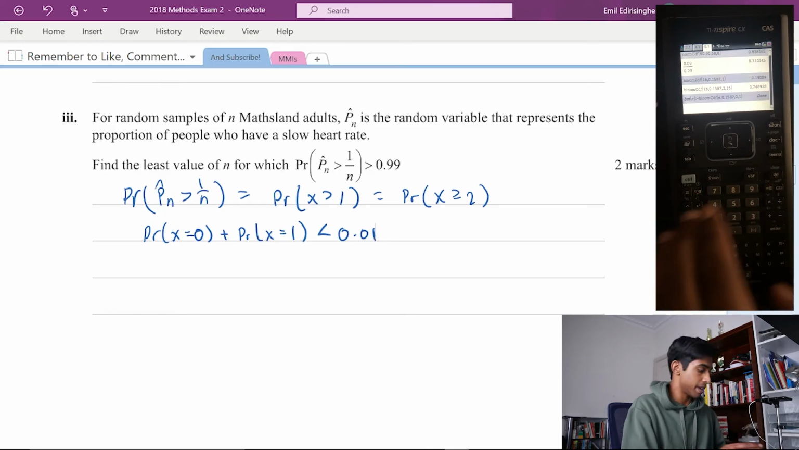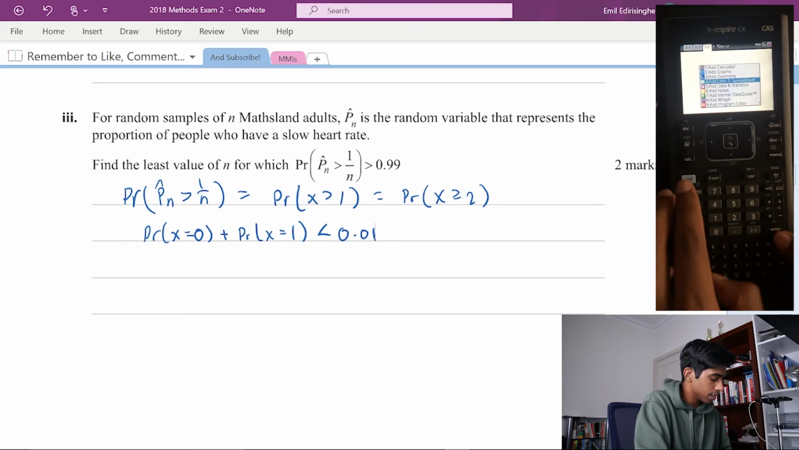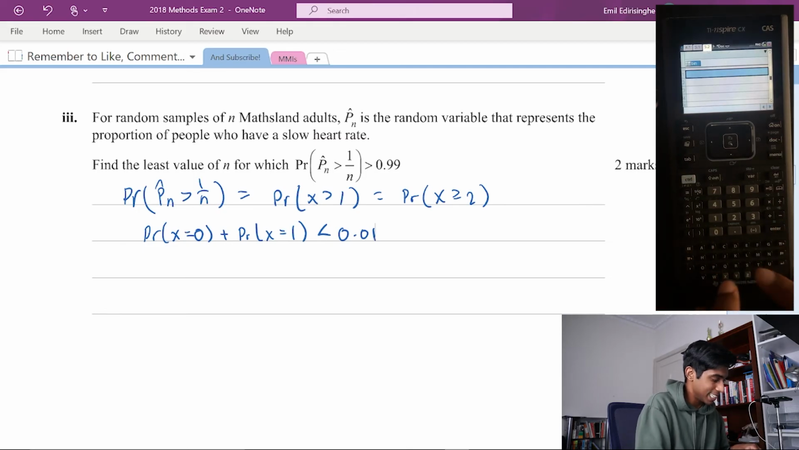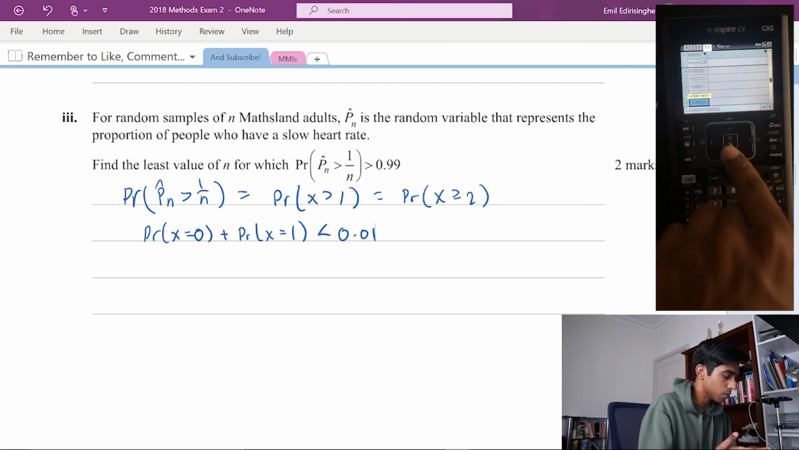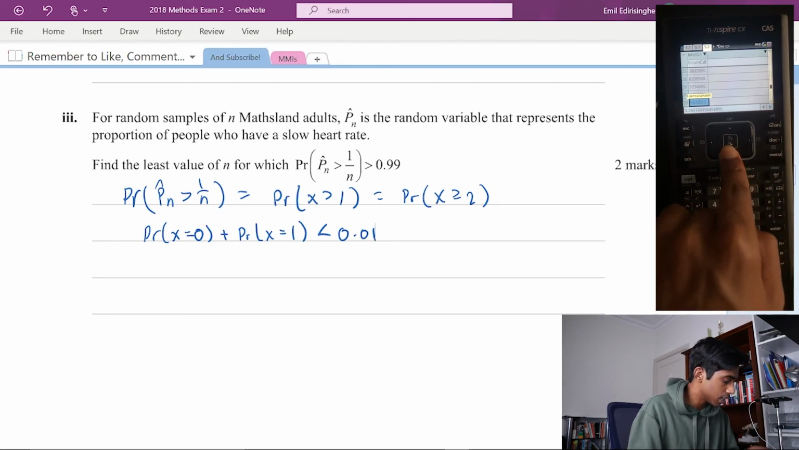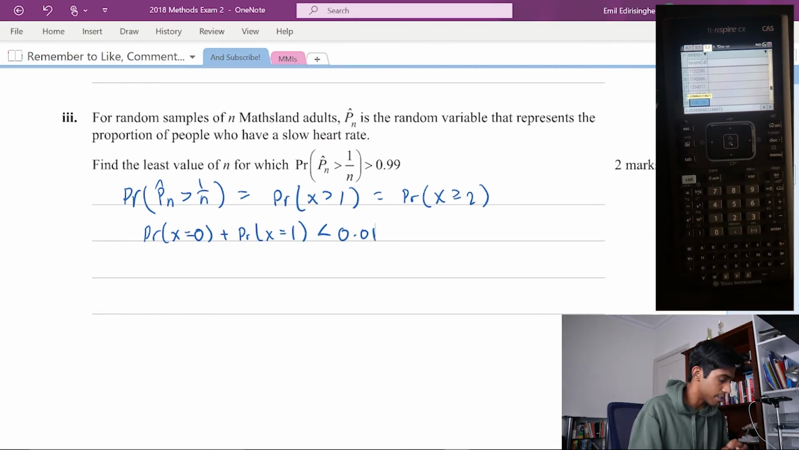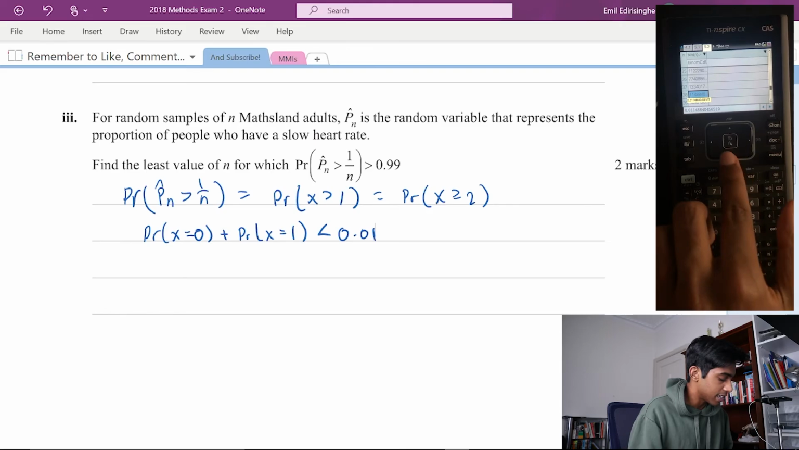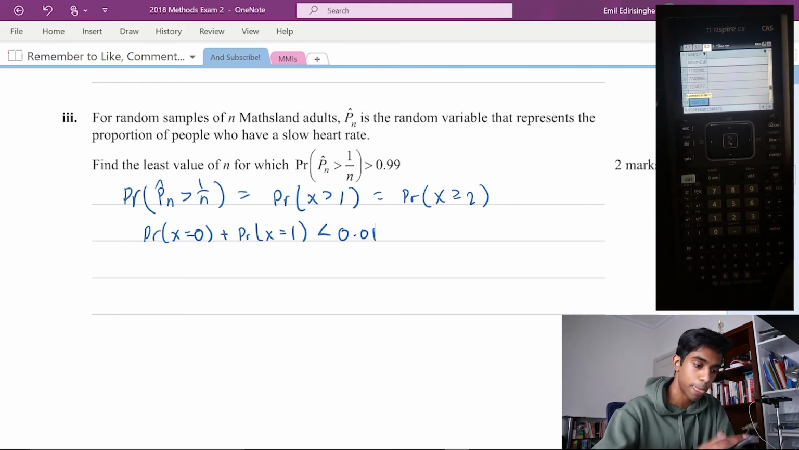And now what we do is make a new spreadsheet. So we go to lists and spreadsheet, and then we press Control T, and then we select bin. Then we go all the way down, and we're essentially looking at this bottom number to see when it goes below 0.01. And that is pretty soon, at 39. At 38, it's 0.011, and at 39 it goes below 0.01. So therefore, n is equal to 39.